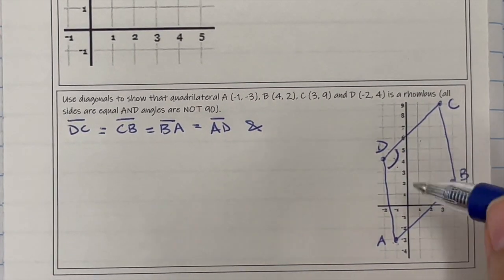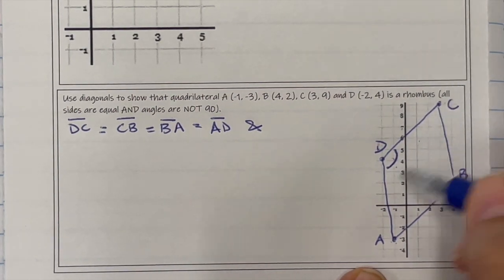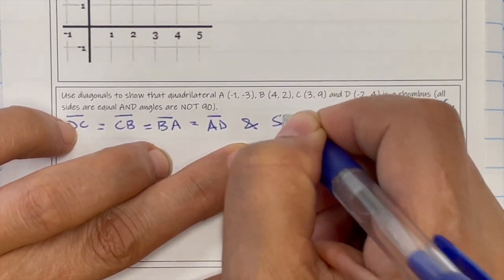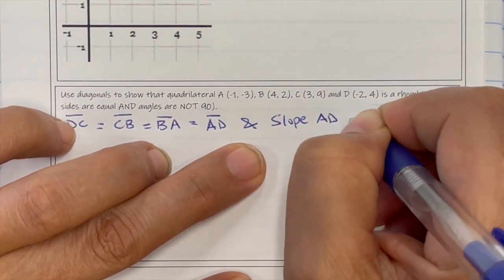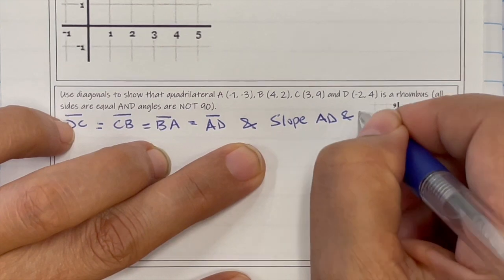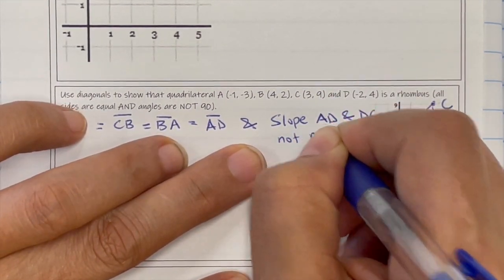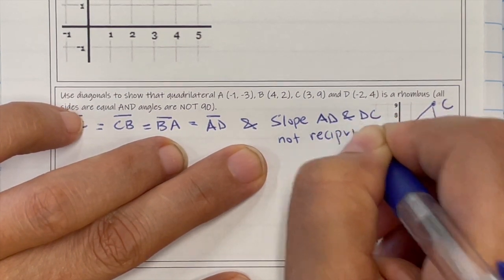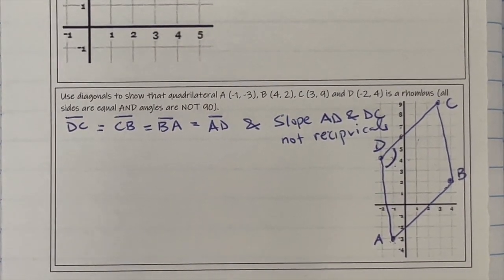All right, so what does that mean? The angle that is made from AD and DC is not 90. So I'd say slope, so I'll find the slope of AD and DC. The slope for those are not reciprocal. All right, if I can prove that, then I'm good. All right, so that's my plan.